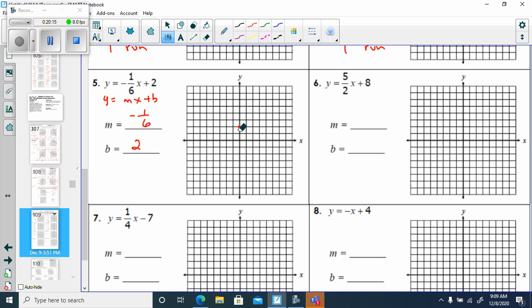My slope is negative 1/6, down 1 and over 6. 1, 2, 3, 4, 5, 6, okay? And we know that it's going down because our slope is negative. So we know this makes sense, right?